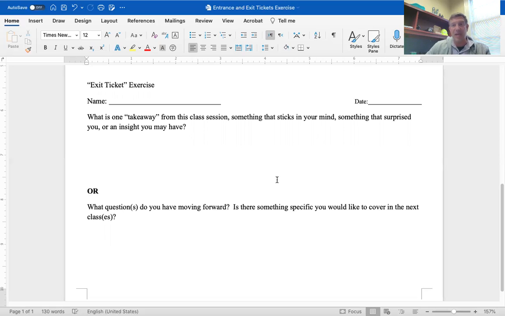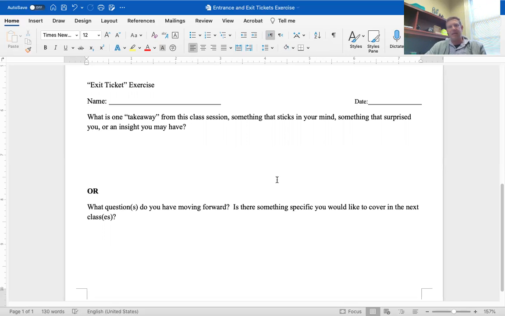And so they have time over the course of the class period, whether it was enlightening during their discussion or something that someone else said, or if I'm presenting an idea, it's like, wow, okay, that's really interesting. Or if they can do the bottom one, like, what questions do you have moving forward? Is there something specific you would like to cover in the next class?